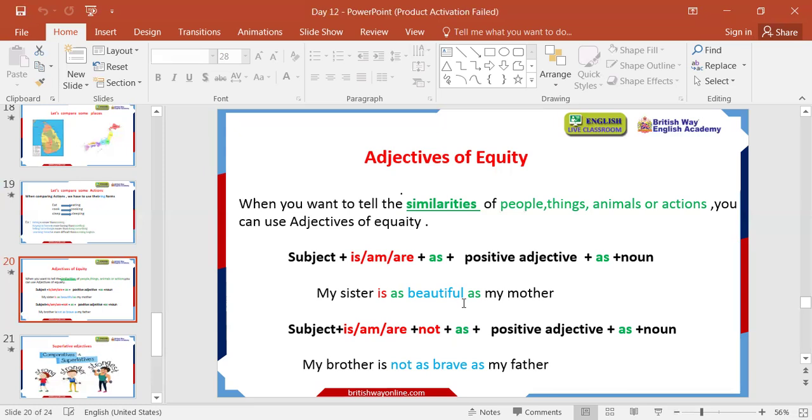My mother is aggressive as my grandmother. As aggressive. You have to use as aggressive as. You are as good as your friend.